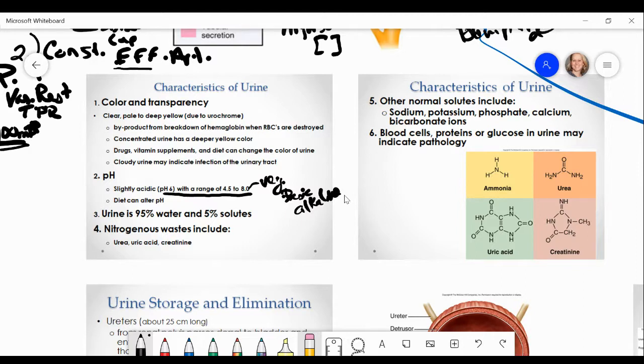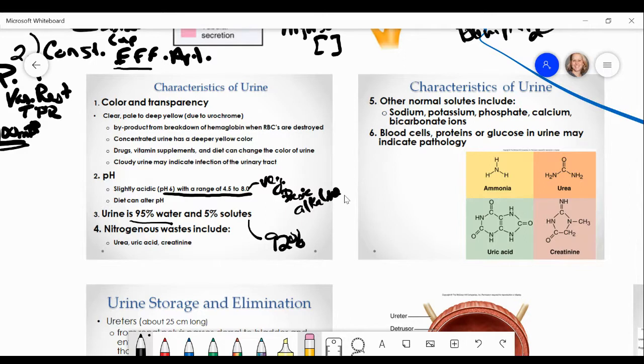All right. So on average, urine is 95% water and 5% solutes. If you remember, blood plasma was about 92% water. So even when the kidneys aren't doing great, they're still making urine that is slightly richer in solutes than your blood plasma. So the end result is that urine, even on average normal days, tends to be slightly higher in solute concentration than your blood plasma.